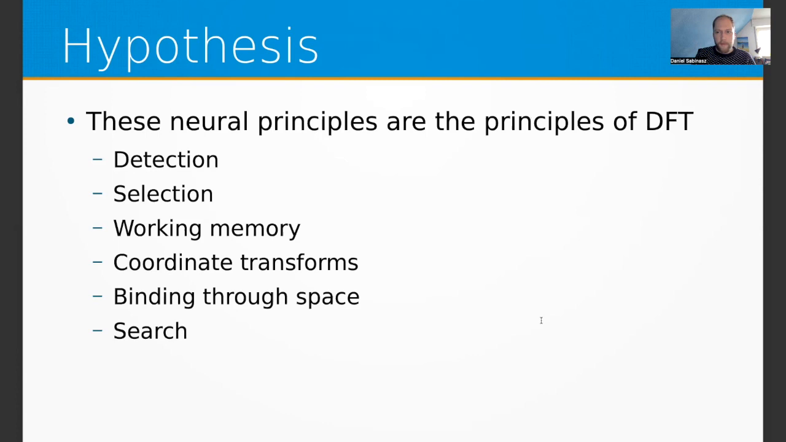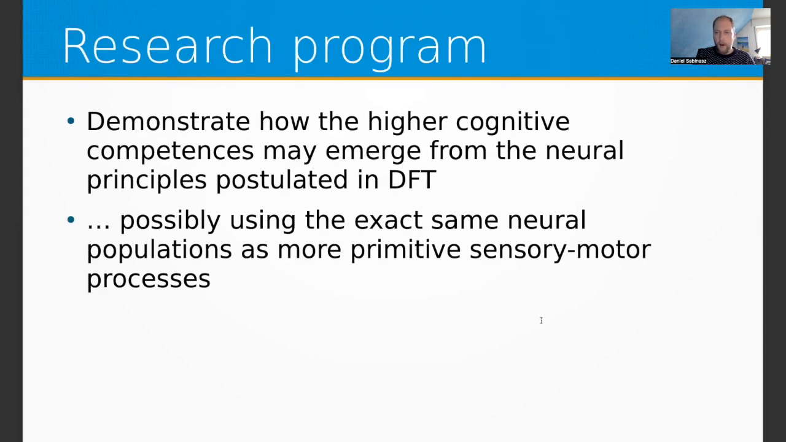And finally, a part of this claim is that these are the neural principles of dynamic field theory, namely detection, selection, working memory, coordinate transforms, binding through space, and search. So a research goal in the DFT community is to demonstrate how the higher cognitive competences may emerge from the neural principles postulated in DFT, and possibly not only using the same neural principles, but also reusing the exact same neural populations as the more primitive sensory motor processes. Right?